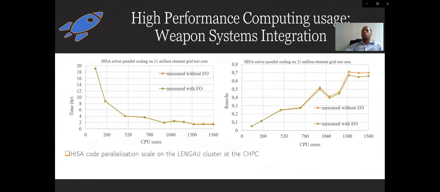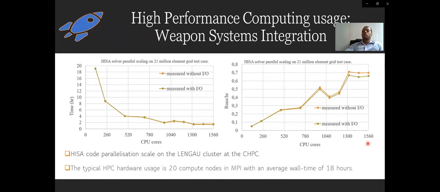Now, the HISO code was scaled on the CHPC cluster, and as can be seen, it scales very well up until roughly 960 CPU cores, where it then begins to dip, but also increases again at 1,250 CPU cores up until 1,350 CPU cores, after which it then flattens. Now, the typical HPC hardware usage for us was about 20 compute nodes, which is equivalent to 480 CPU cores in MPI, with an average run time of 18 hours to complete 11 analysis points.